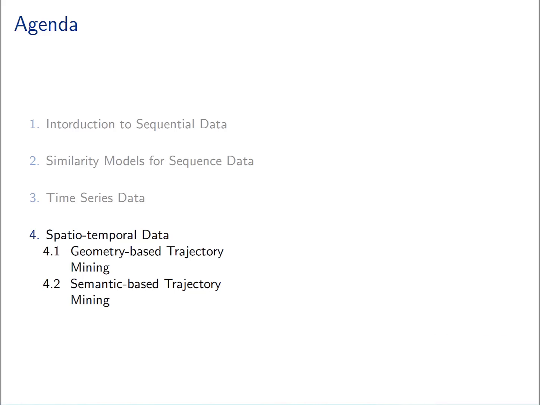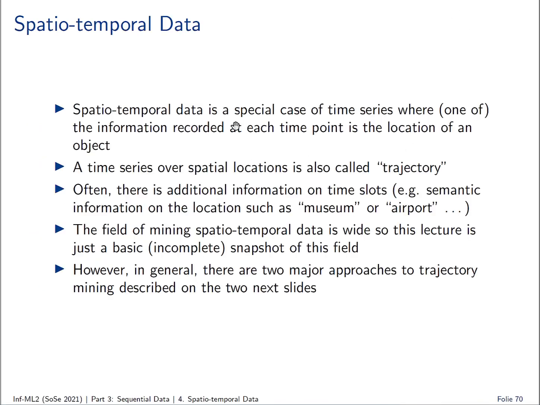Okay, so starting with that, first of all, what I just said: spatial temporal data is a special case of time series where the information recorded at each time point is the spatial location of some object, and these time series over spatial locations, spatial temporal data, are typically called trajectory data. Yeah, so we're talking about trajectories. One object has a trajectory, actually.